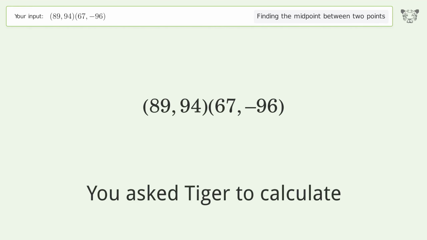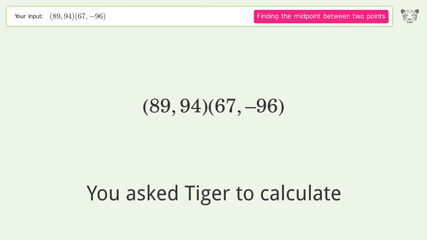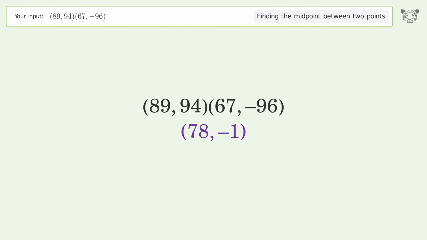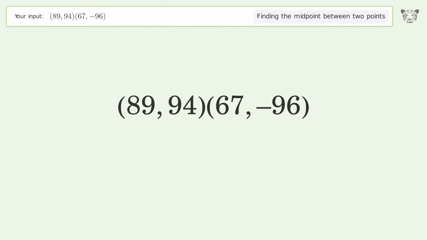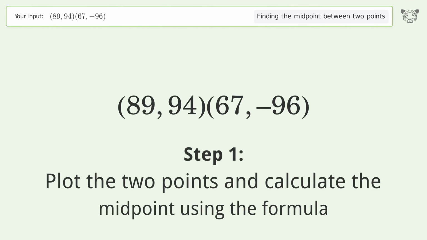You ask Tiger to calculate. This deals with finding the midpoint between 2 points. The midpoint between the 2 points is 78, -1. Let's solve it step by step. Plot the 2 points and calculate the midpoint using the formula.